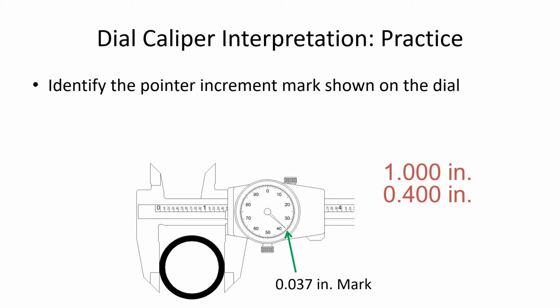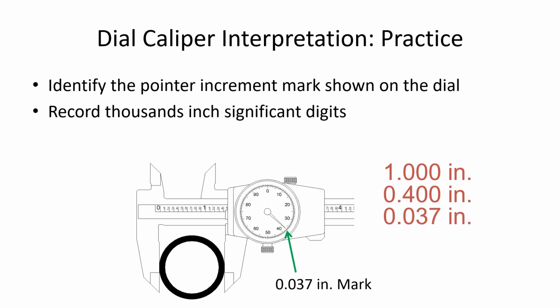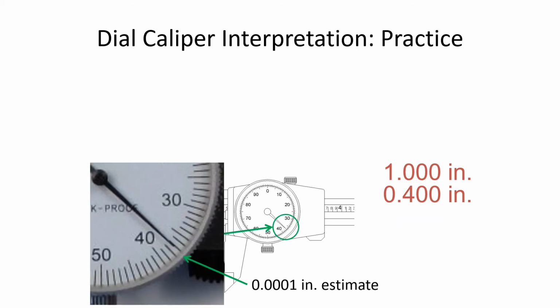So then you're going to identify the pointer increment mark shown on the dial, and you just read it out like you're reading a clock. So this is at the 37-inch mark, the 0.037 inch mark. So you take that 37 and you just tack it on to the end of what you already read out, 1.4. So it's 1.437.